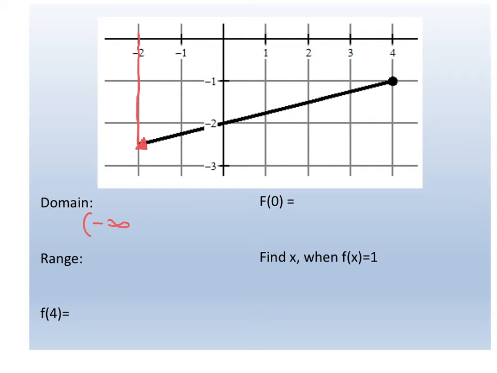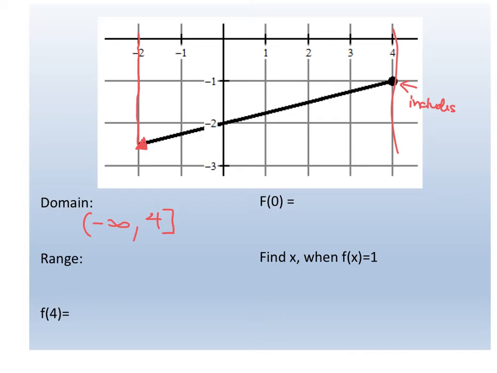All right, comma. What's the highest x value? Right there, which happens to be 4. And it includes 4 because let me write it. It includes it because it has a closed circle, so we write a bracket.